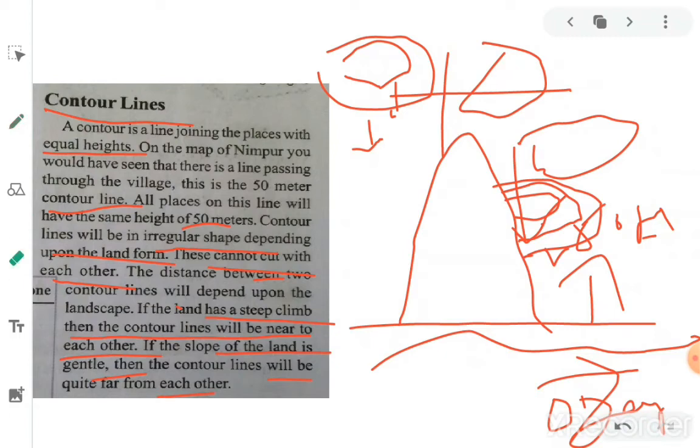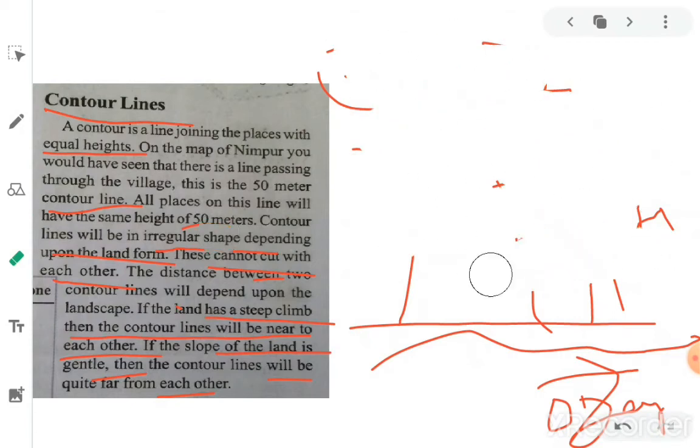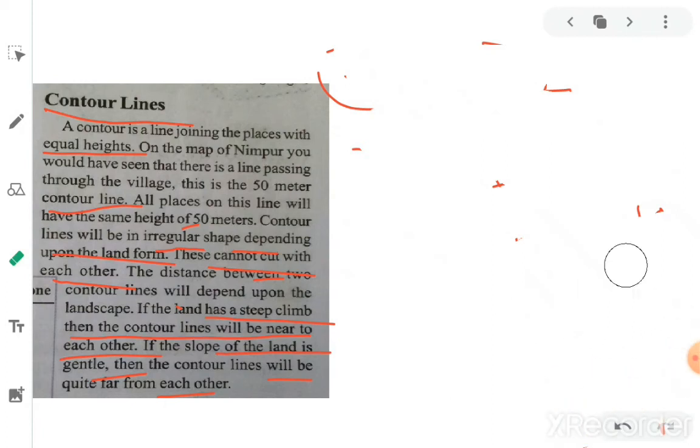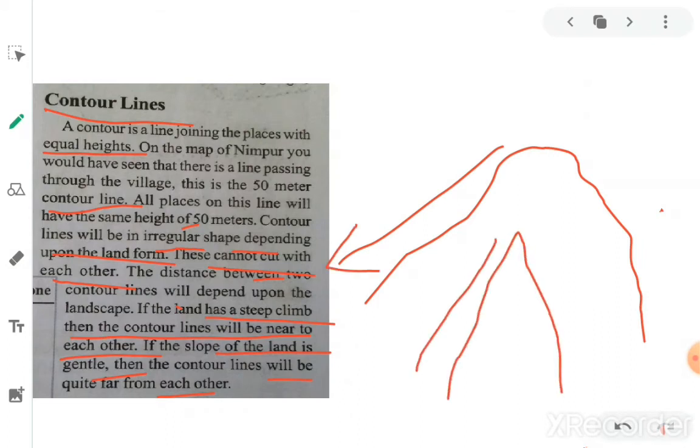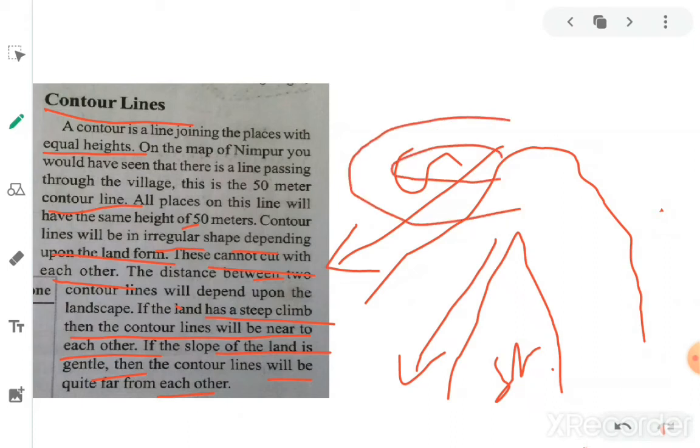Gentle means, I will show how it is. See, this has a very gentle slope, but this mountain has a very steep slope. This is called a gentle slope, and this is called a steep slope. If the slope of the land is gentle, then the contour lines will be quite far from each other. The distance between the lines will be more.